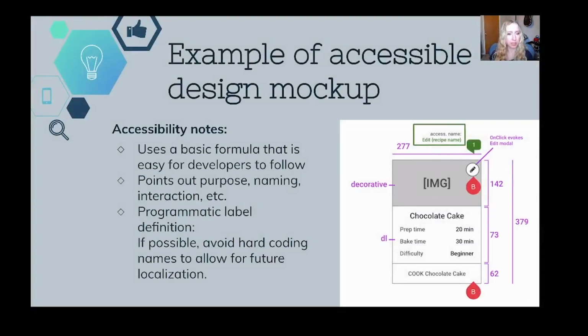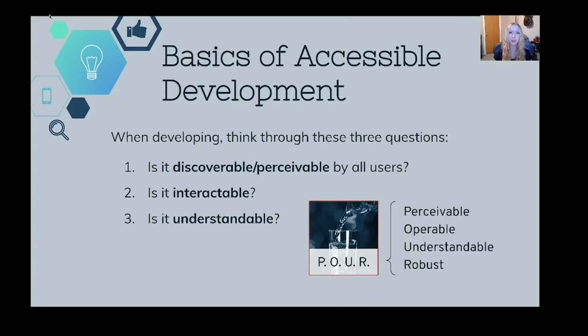An example of an accessible design mockup that you could pass off to a developer is this example of a card. Note the accessible naming strategy used for this card. It includes a basic formula that is easy for developers to follow. For example, edit whatever the name of the item is. And this makes it a lot easier from the designer to the developer to add accessibility in. It points out the purpose, the naming, the interaction, etc. And also, if possible, avoid hard-coding names, and this allows for future localization.